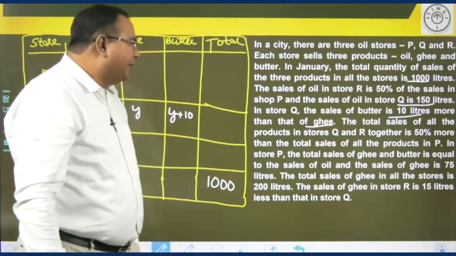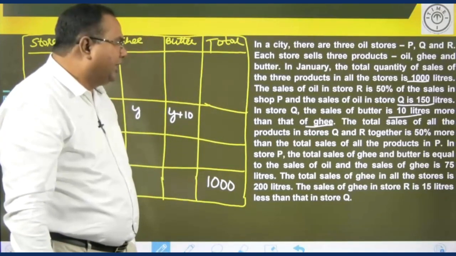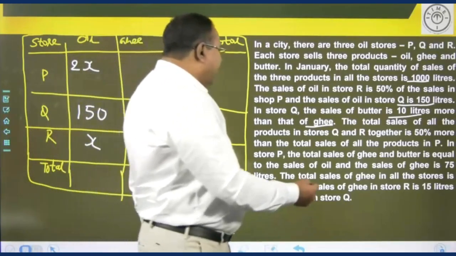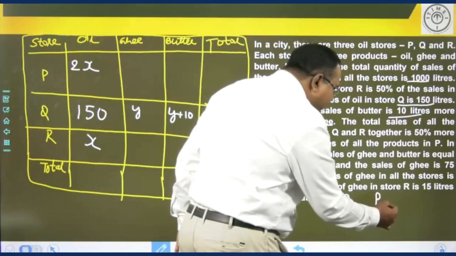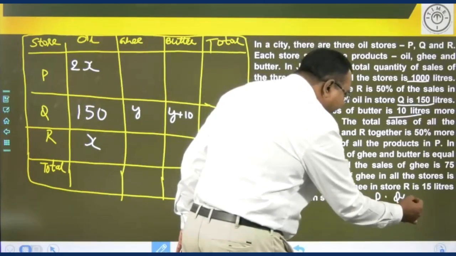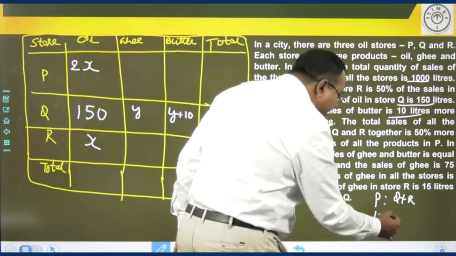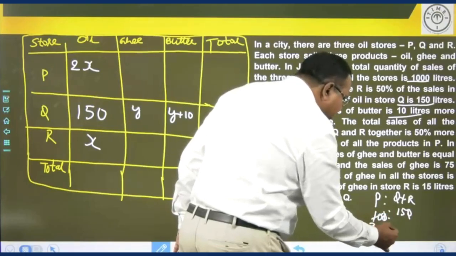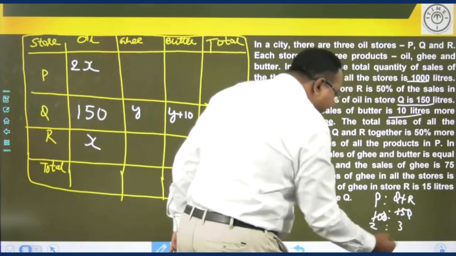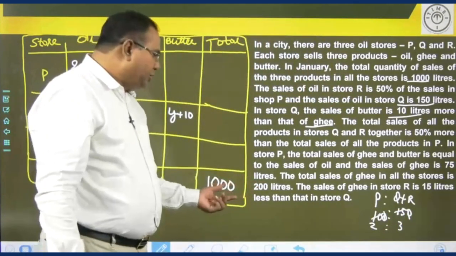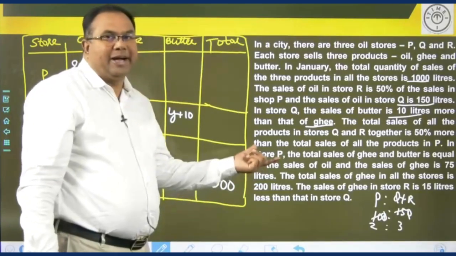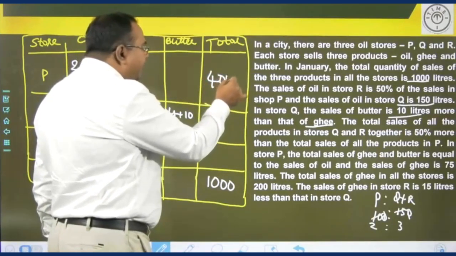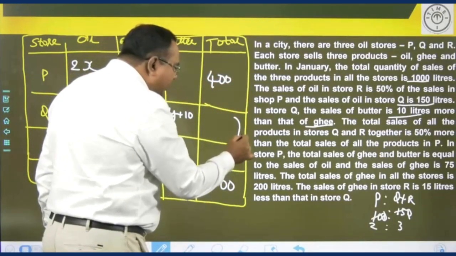Then, total sales of the products in stores Q and R together is 50% more than total sales of products in P. So, P is to Q plus R, 50% more. That means, if this is 100, this is 150, Q and R together. This is nothing but they are in what ratio? 2 is to 3. So, total 5 parts, 1000 now. So, each part is 1000 by 5, 200. P is 2 parts, total 400. These two put together, it is 600.